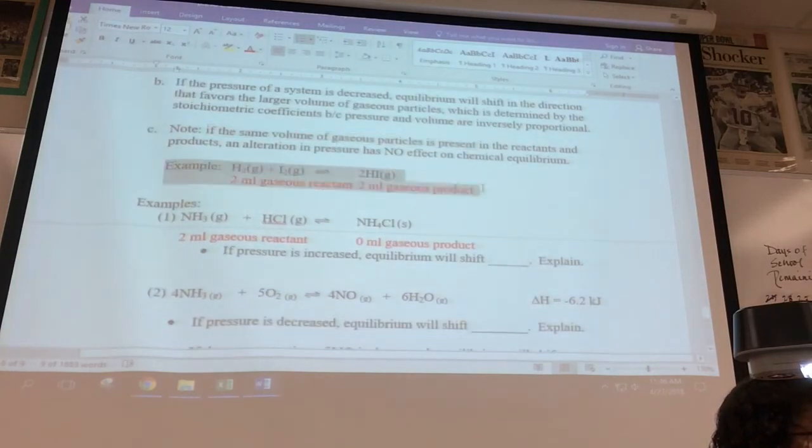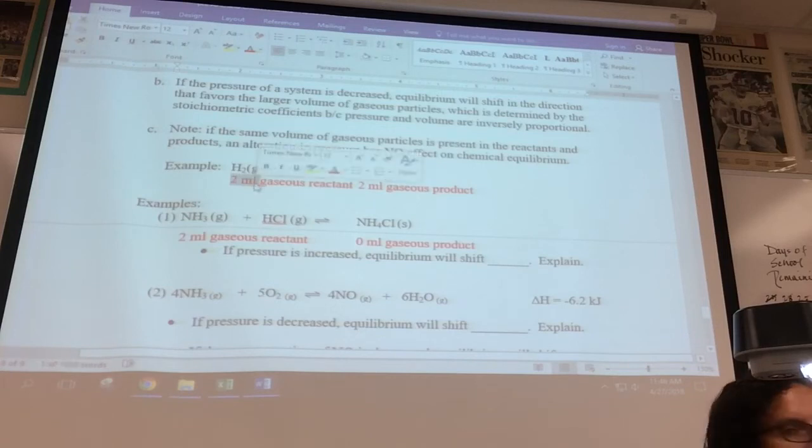That no effect is shown here. In this equilibrium reaction, we have 1 plus 1 is 2 mils or 2 liters, whatever unit of volume you want to use, of gaseous reactant. We have 2 mils of gaseous product. Regardless of what you do to the pressure, whether you increase or decrease it for this system, there will be no effect on equilibrium because the volume of gaseous reactant and product is the same.